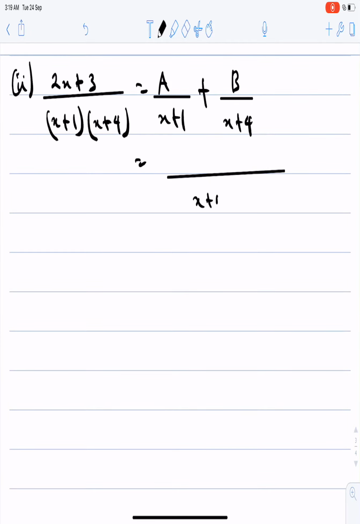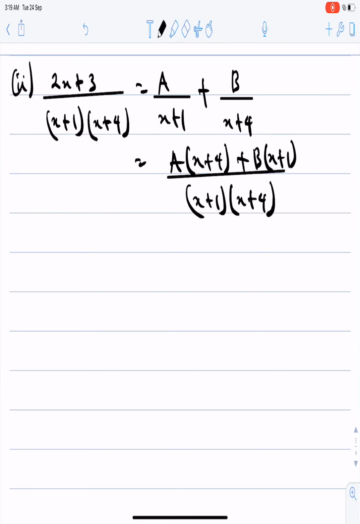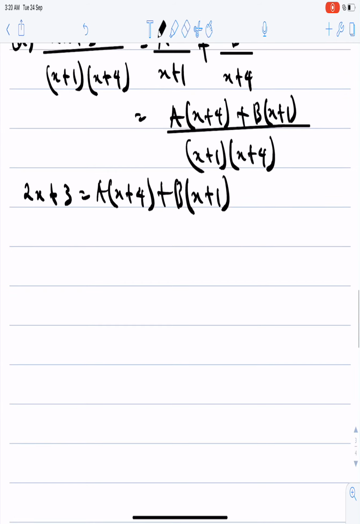LCM is x plus 1 times x plus 4. I have a times x plus 4 plus b times x plus 1. So that means the numerators are equivalent since the denominators are the same. 2x plus 3 is equivalent to a times x plus 4 plus b times x plus 1. I'm just using the cover up method.